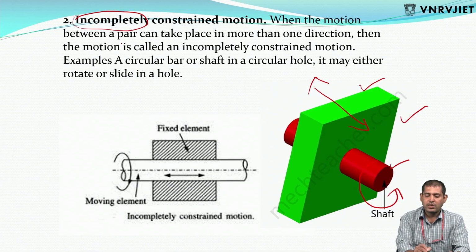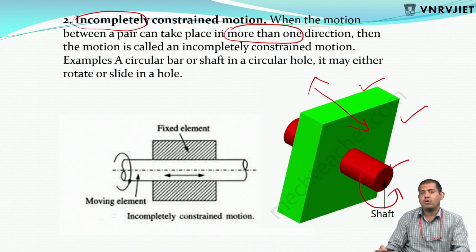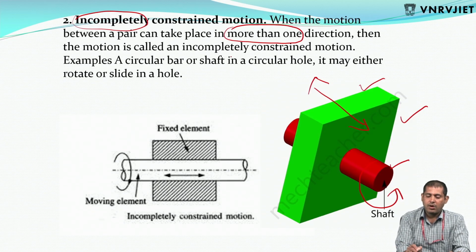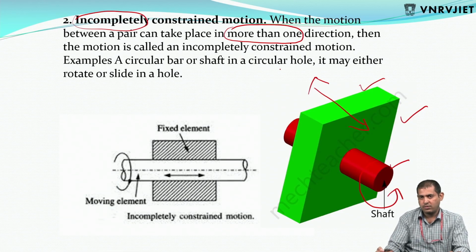So when the motion between the pair takes place in more than one direction, it is called incompletely constrained motion. For example, a circular bar or shaft in a circular hole. Two motions are there. That's why we call it incompletely constrained motion.